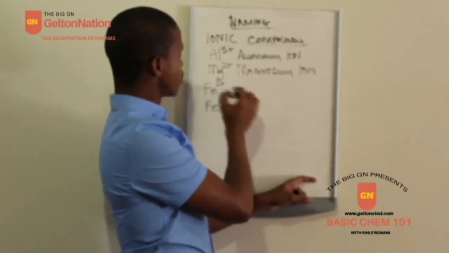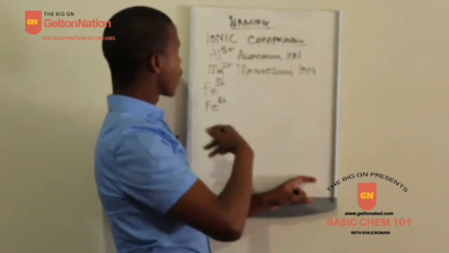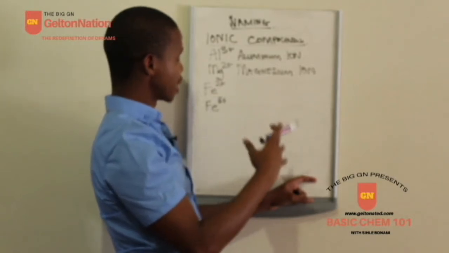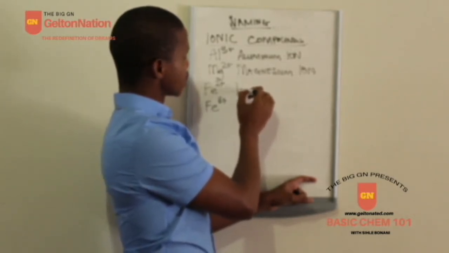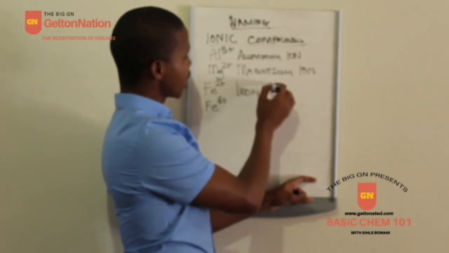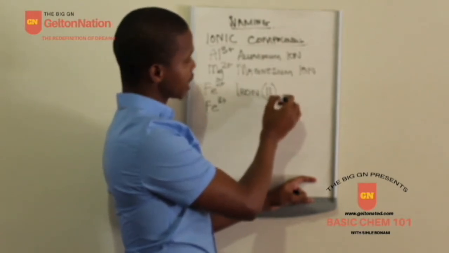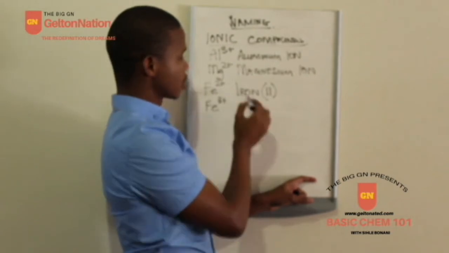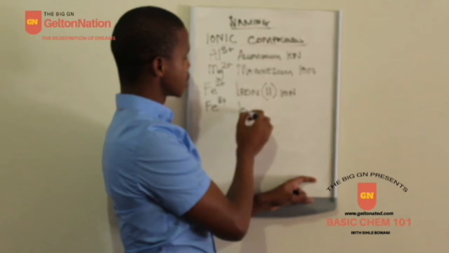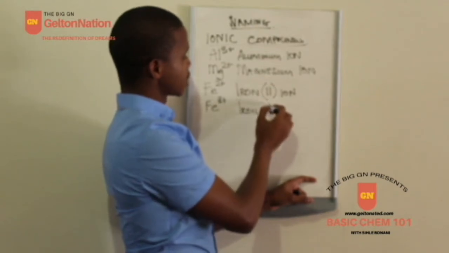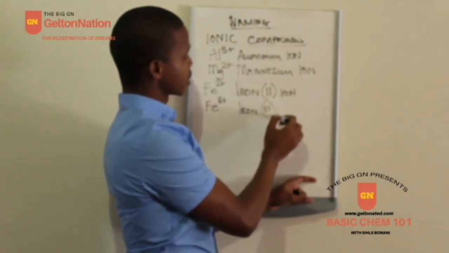So for transition metals, or for metals that have more than one charge, you would use Roman numerals. For iron 2 plus, you would indicate the charge, which is 2. So this is iron(II) ion. Then this one is iron(III) ion.